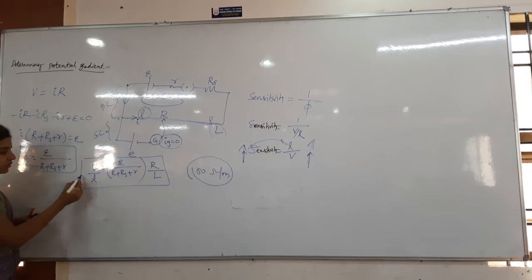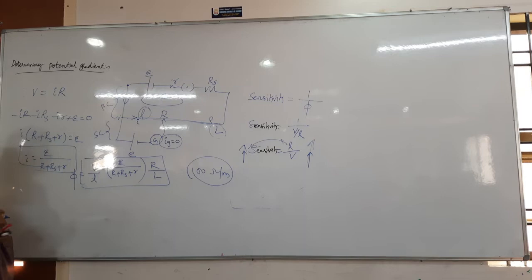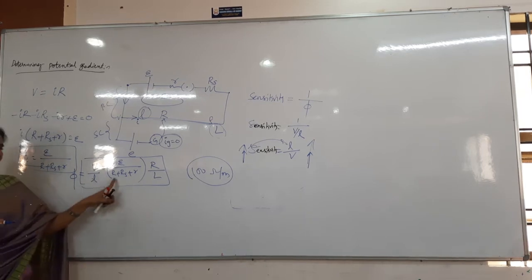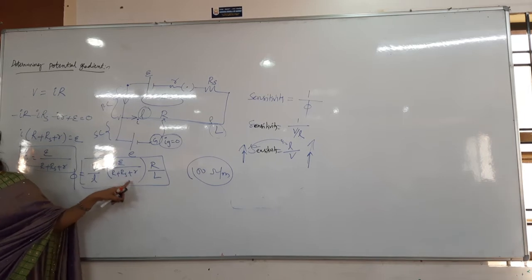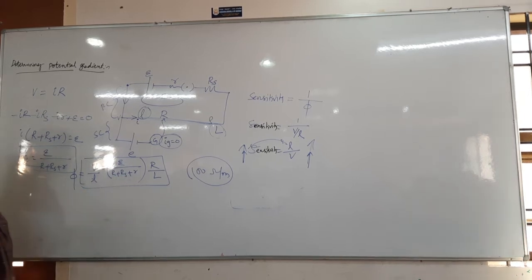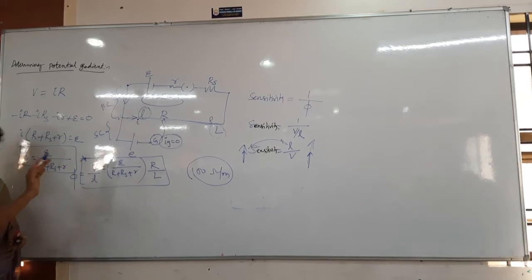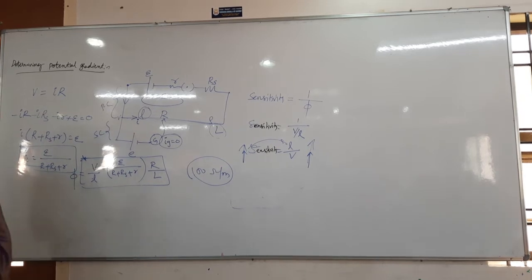Clear? Now this one is nothing but, again, what can I write? Phi is equal to E by R plus RS plus r into R by L. This is the formula of potential gradient. Clear? Important formula. There will be 4 formulas, all important. Once you learn the 4 formulas, you can do any problem based on the potentiometer. Clear? Let's copy that.